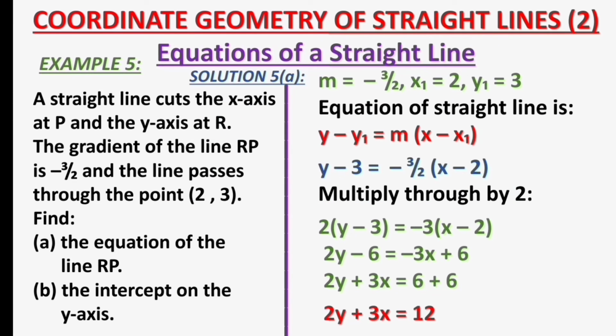Substituting your values, m is equal to minus 3 over 2, x1 is equal to 2 and y1 is equal to 3 into the equation of a straight line, which is y minus y1 is equal to m into x minus x1. The equation of the line RP is 2y plus 3x is equal to 12. Please take note of all the steps required in getting this answer. Next, let's see the solution to question 5B involving the intercept on the y-axis.